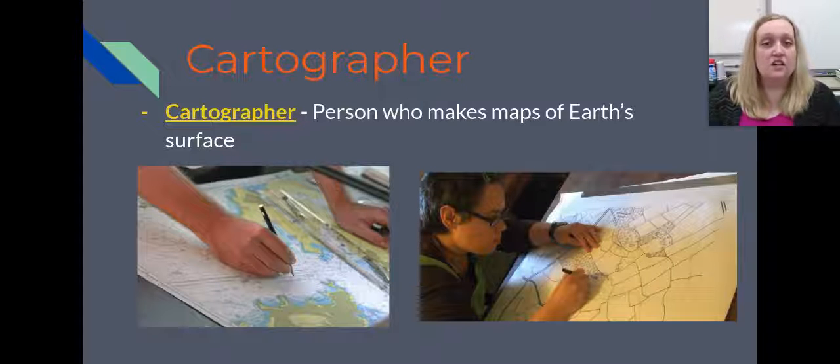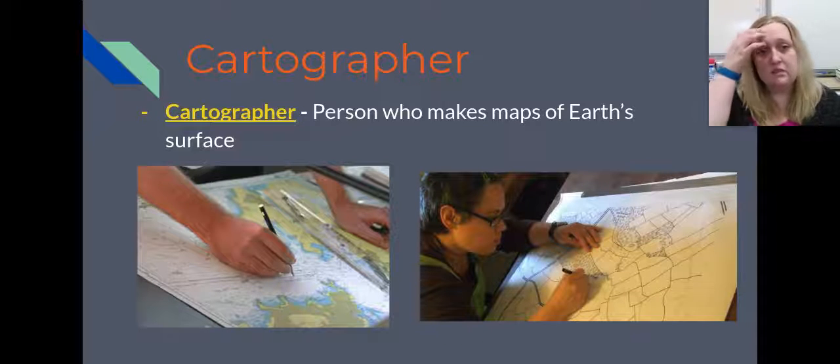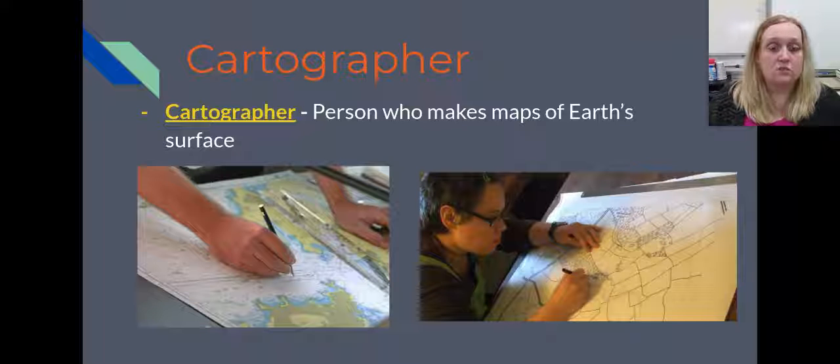Next one is a cartographer. A cartographer is a person who makes maps of Earth's surface. So there's different types of maps. We'll actually have a week that we will look at different types of maps. Maps are going to include maps that have countries and regions where it's just the names of different countries. You also can have maps that have topographic lines, so they're going to show elevation. And there's also maps that have where water sources are at, mountains, volcanoes, and all of those things. So that is what a cartographer is going to do.